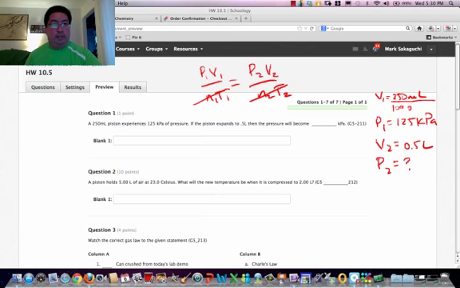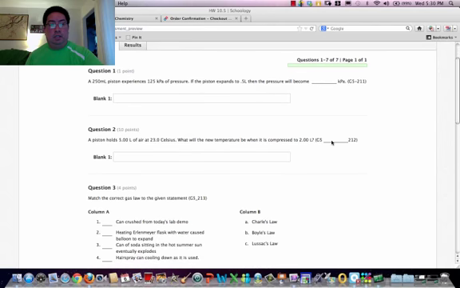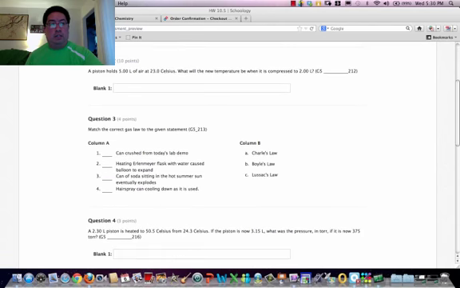Let me erase so you don't get confused with what's going on with question two. All right, so for question two, we have a piston, and because this is in liters, I know that's V1, so 5.00 liters. The temperature, since it's in Celsius, is 23 degrees Celsius. We don't know what the new temperature is, but what happens when the gas is compressed to 2.00 liters.